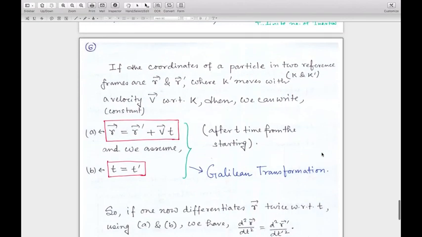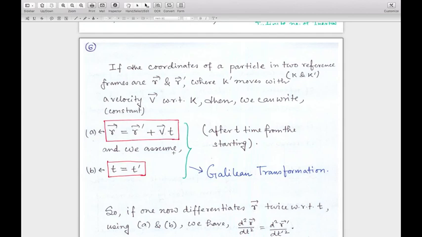Now, in order to understand why the basic description of motion should not be affected by the choice of inertial frame, that's simply because if the coordinates of the particle in two reference frames k and k prime are r and r prime, where k prime moves with a velocity v with respect to k, that means with a speed v along the positive x-axis, for example, for simplicity, just one-dimensional motion, or you can just take general three-dimensional motion with a velocity v with respect to k, then we can write r is equal to r prime plus vt, where v is a constant vector.